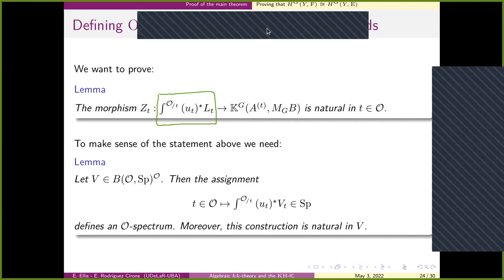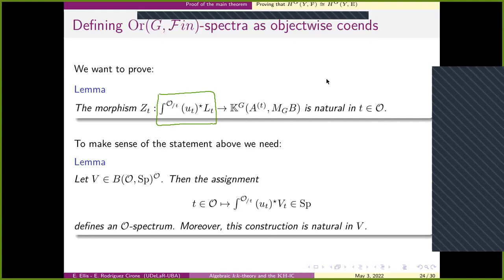One question. The second lemma, does it matter that the target category is spectra? Or no, it holds for any category where you can take coends. Okay. For any complete category, it holds. No, this lemma is purely categorical. The proof.